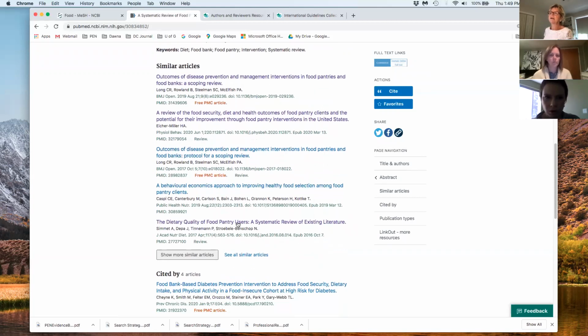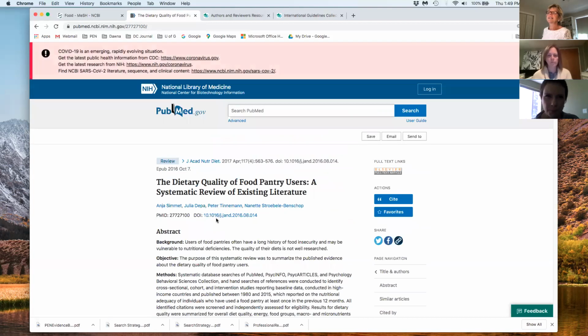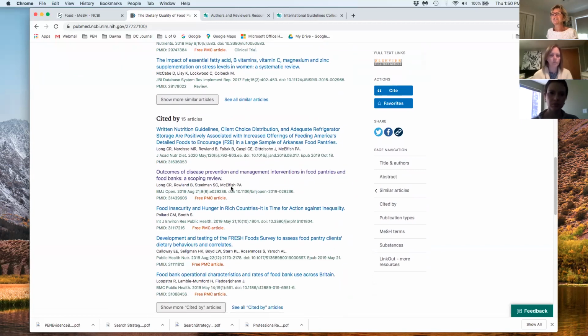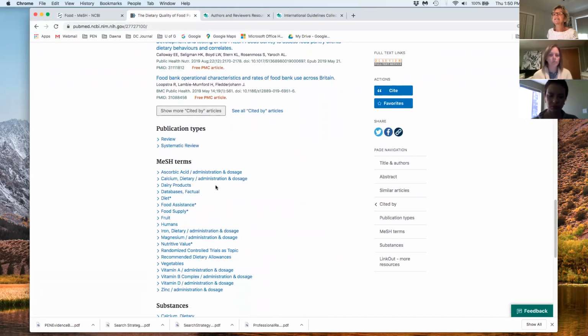Dietary quality of food pantry users. That's only looking at dietary quality. That's an older one from 2017. We'll just see if it's got MeSH terms on it. Okay, it does. Food supply is included, but they're looking specifically at nutrients and foods, so not really capturing the food insecurity as much.